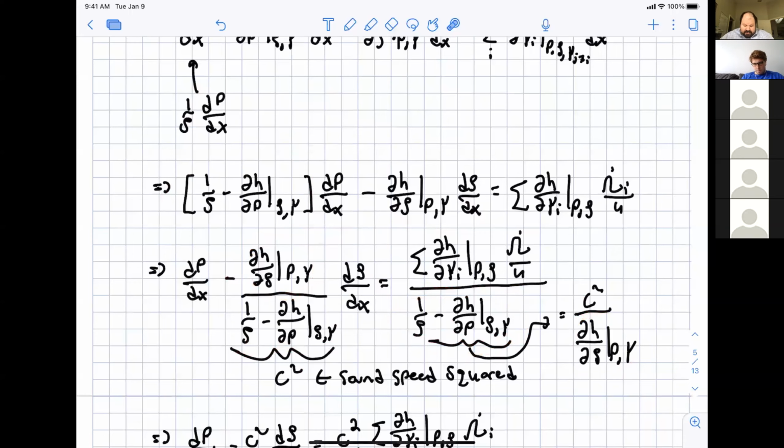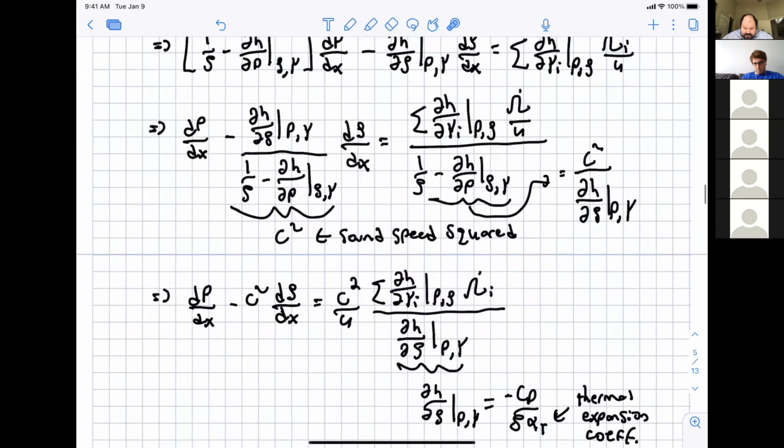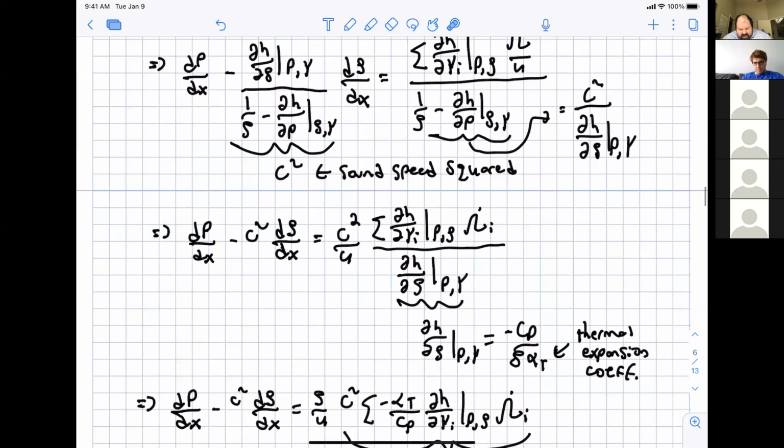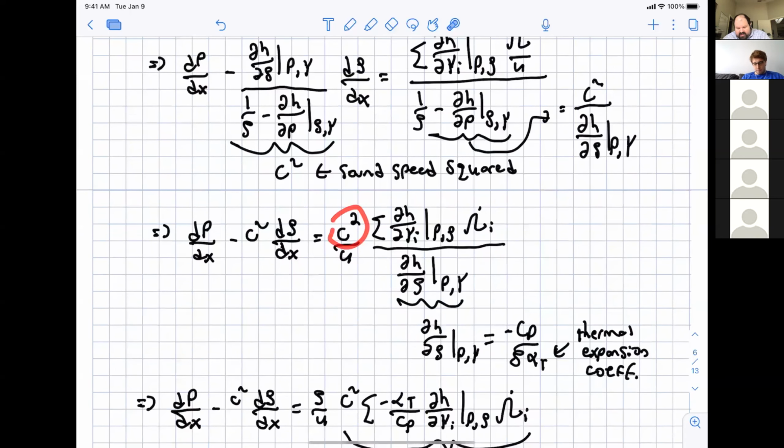Okay, and so this equation here turns into something that looks a little less intimidating. We have dp dx minus the sound speed squared times d rho dx. And that's equal to the speed of sound squared. That came from this term over here, over u, times this sort of mess of partial derivatives here. And so this here is just the numerator.